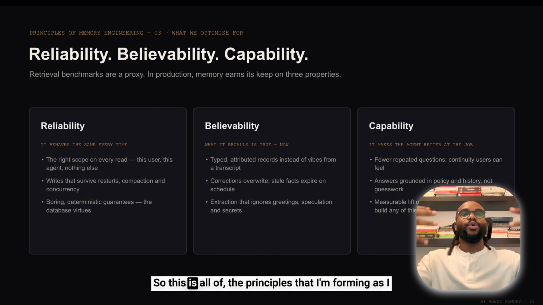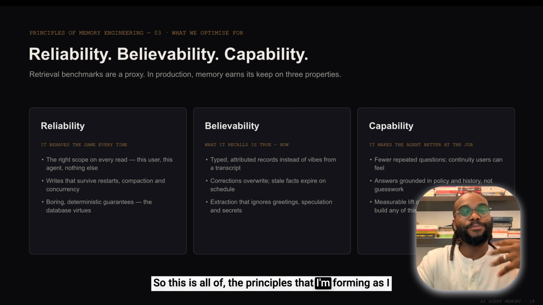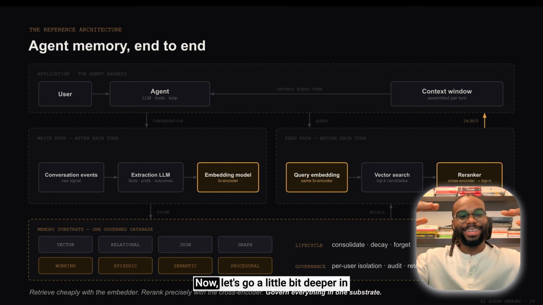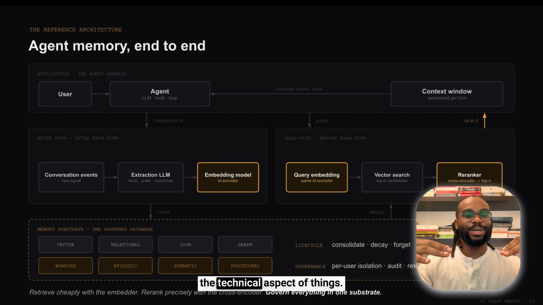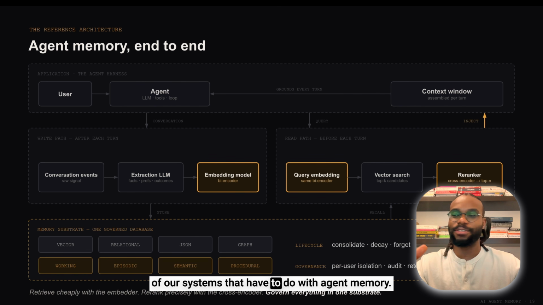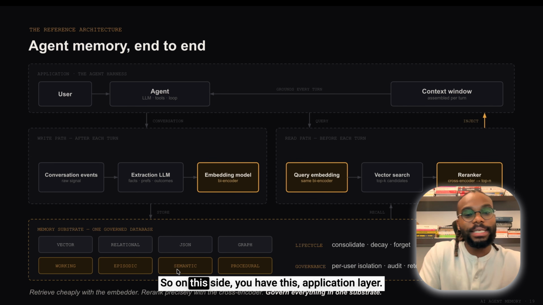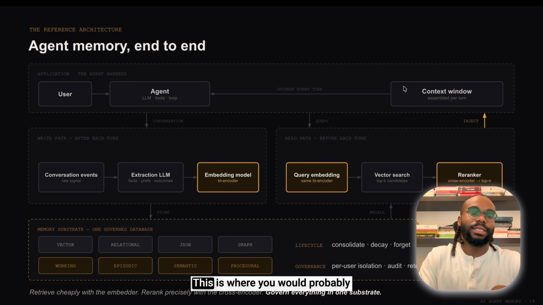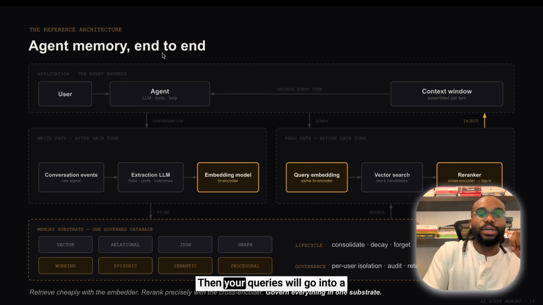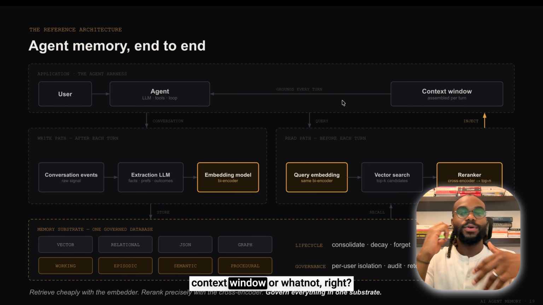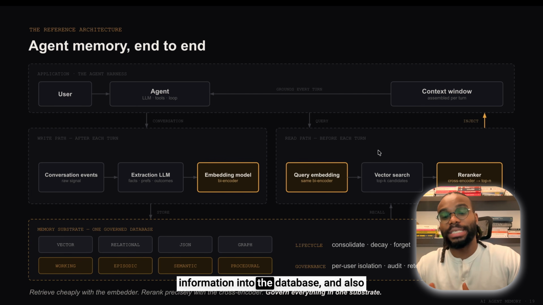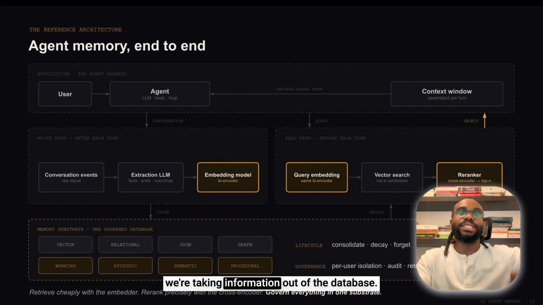So these are all of the principles that I'm forming as I go along and explore the space of agent memory. Now, let's go a little bit deeper into the technical aspect of things. We're going to look at some of the key components of our systems that have to do with agent memory. On this side, you have the application layer. This is where you will probably have the interface where your user can type in some queries. Then your queries will go into a context window or whatnot, right? But from the application layer, we're passing information into the database, and also we're taking information out of the database.